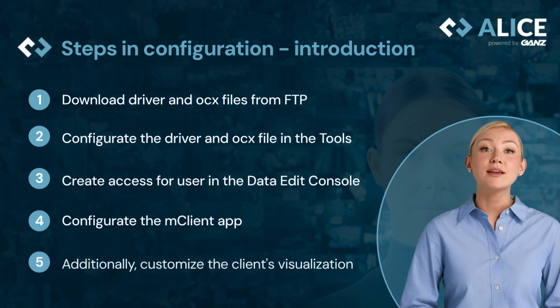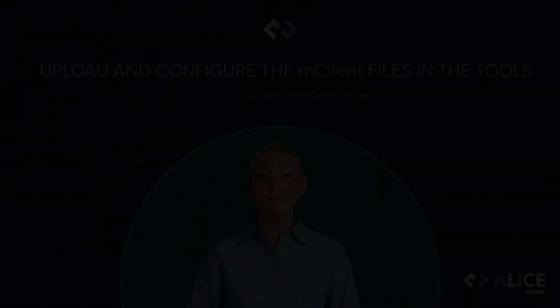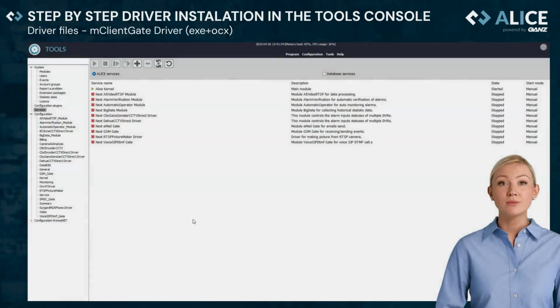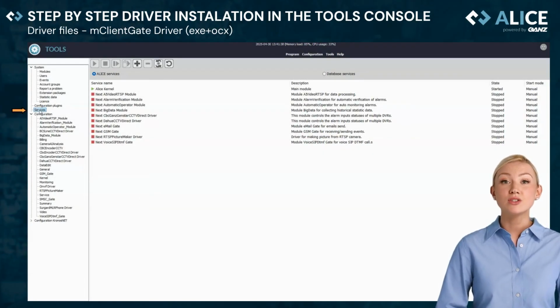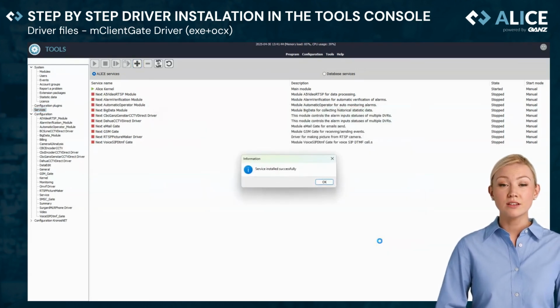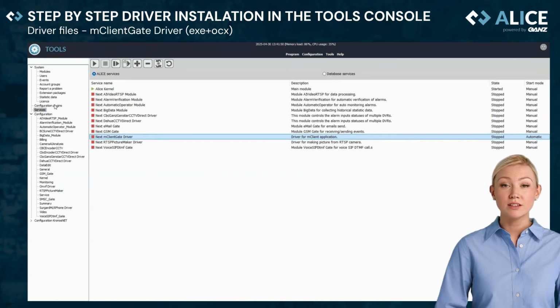You can also customize mClient visually using setups in the Tools console. In the first step, we will show you the process of mClient driver installation. Once you have all the files downloaded from FTP, open the Tools console, enter the Services tab, and from the plus icon at the top of the screen, add the downloaded driver. If you choose the appropriate mClient exe file, the message service installed successfully should appear.